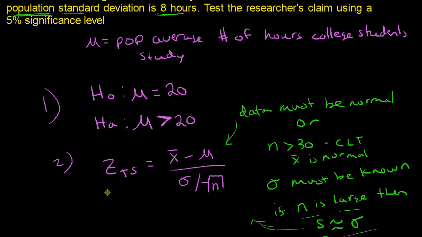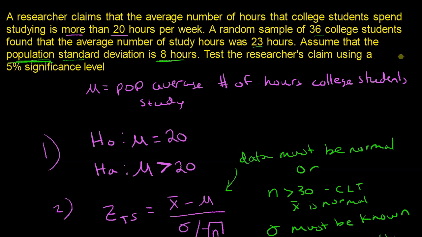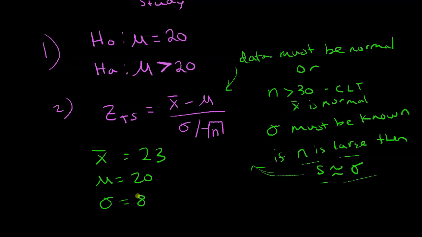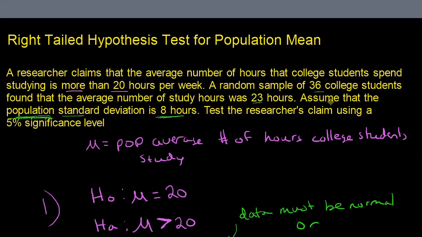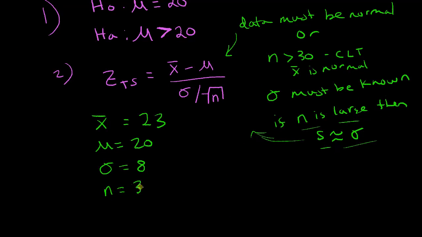All right, so let's go ahead and calculate this. X bar in our problem is the sample mean, 23 hours, from the sample of 36 college students. Mu comes from the null hypothesis, so that's 20. Sigma, the population standard deviation, is given in the problem to be 8 hours. And n is 36, because they randomly sampled 36 college students.